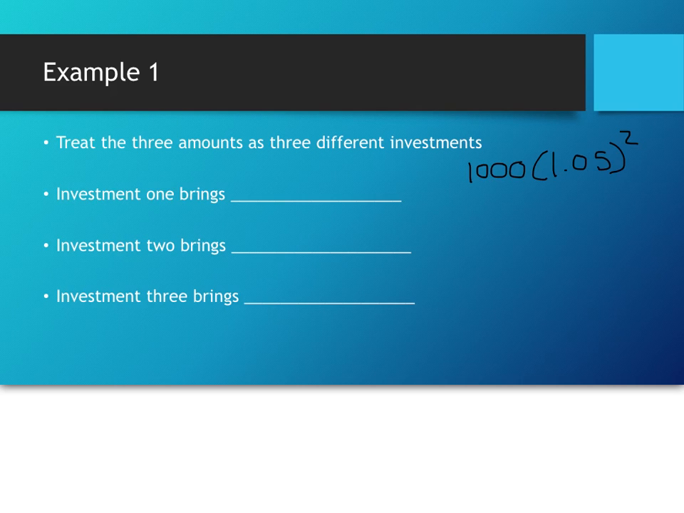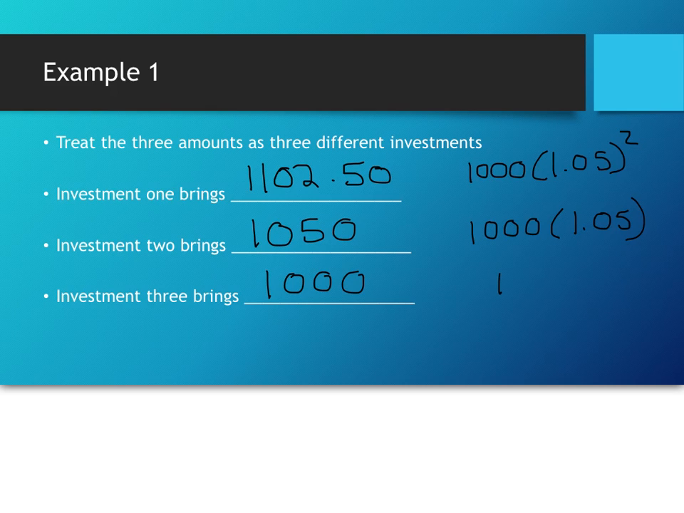So the first investment would bring $1,102.50. All right. The second investment, this one came at the end of year 2, so it would have only brought 5% one time. And that investment brings you $1,050. The third investment doesn't accumulate interest at all, so it's just the $1,000 we put at the very end.